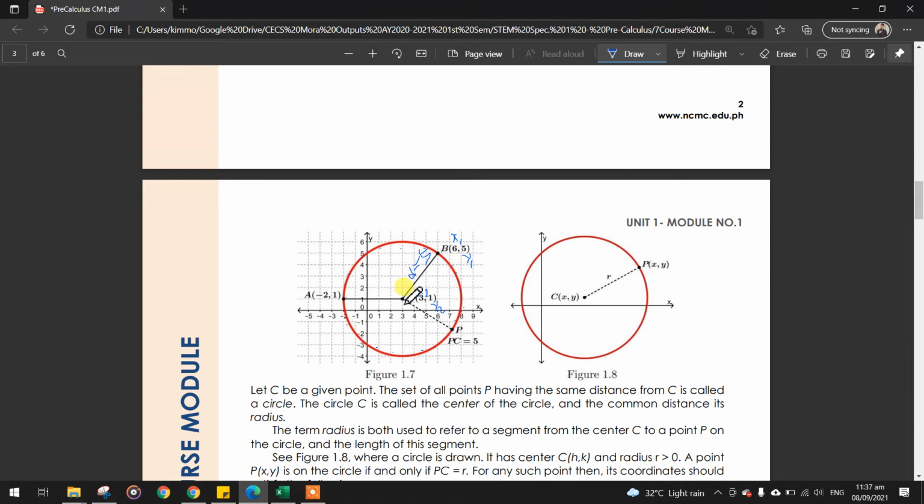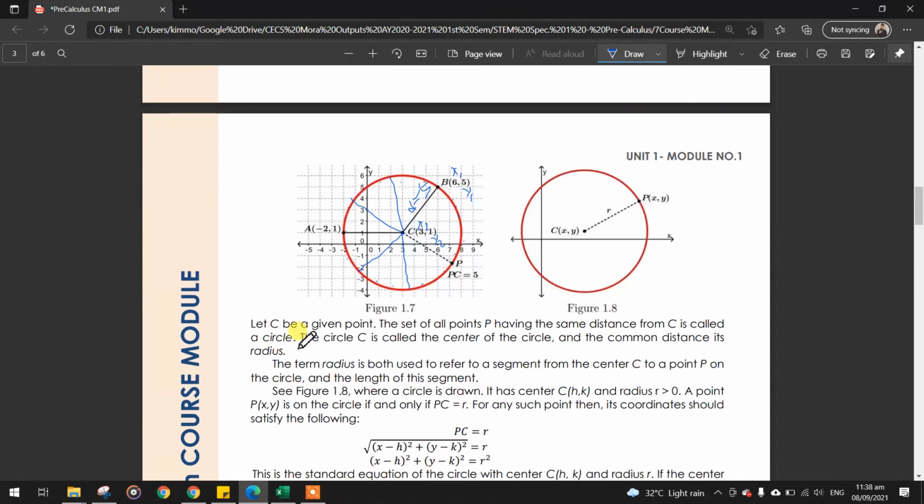Meaning, any point here going to there, from our center C, they have the same distance equal to 5. Okay? So, let C be a given point, and the set of all points P having the same distance from C is called a circle. So that is the definition of a circle. All the points P having the same distance going to C, that is what we call the circle. And C is called the center.